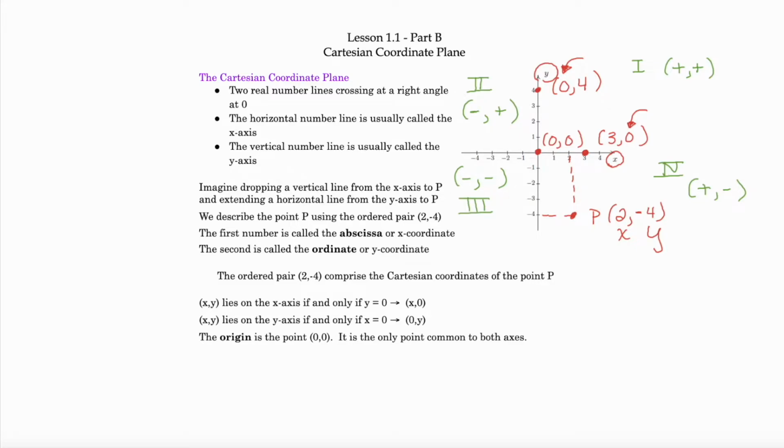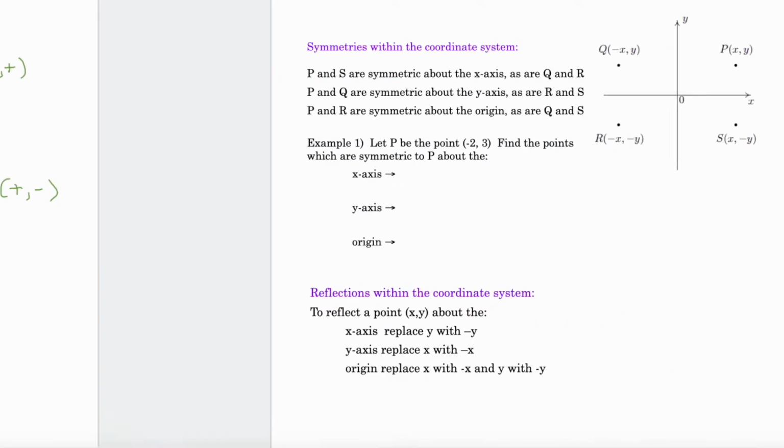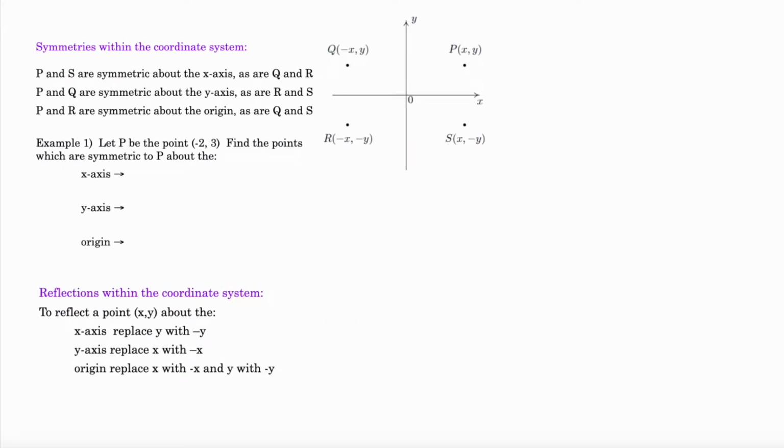There is a significant amount of symmetry within the coordinate plane and system itself. So let's take a look at some of those. Let's say that P and S are symmetric about the x-axis, and Q and R are symmetric as well across the x-axis. So if I look at P and S, we can reflect P and S across the x-axis. I can do the same with Q and R. They are reflective across the x-axis. And we'll notice what happens when we do that.